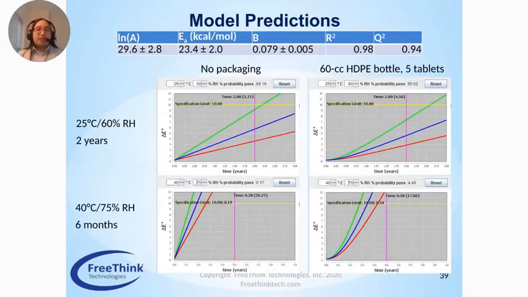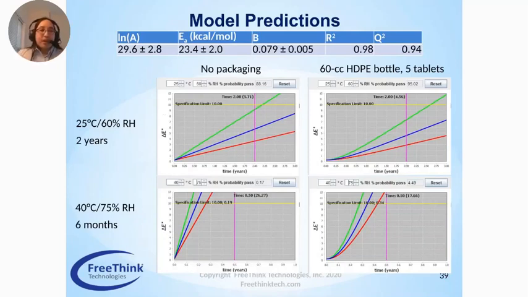Putting this all together into the Arrhenius equation, we get that the activation energy, the temperature dependence, is lower than average. It's about 23 kcals per mole versus the average of 27. The B value, the humidity dependence, is much higher than average. Remember the average there is about 0.03. We're looking at 0.08. So what this is saying is, putting this in packaging, we should see a difference in the shelf life. And again, the R squared, Q squared, the statistics say that this is a good fit to the model.